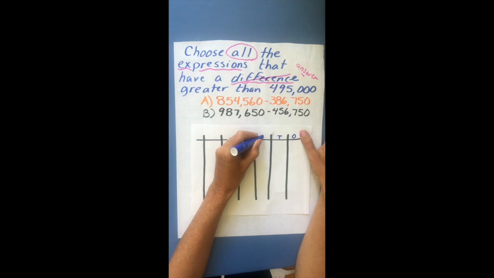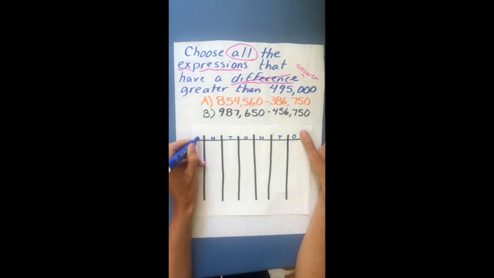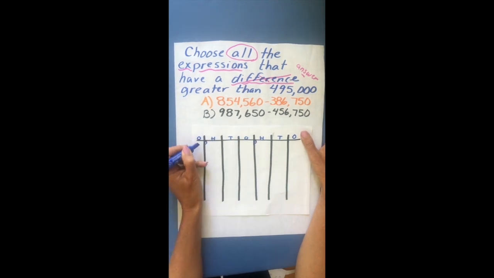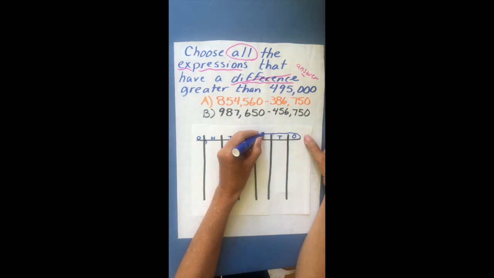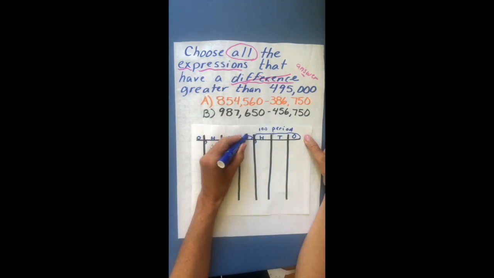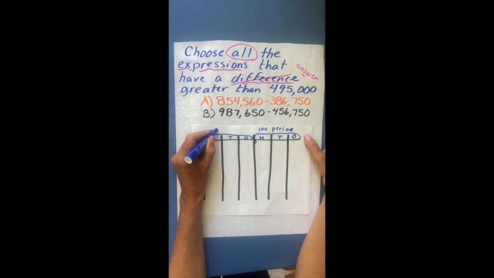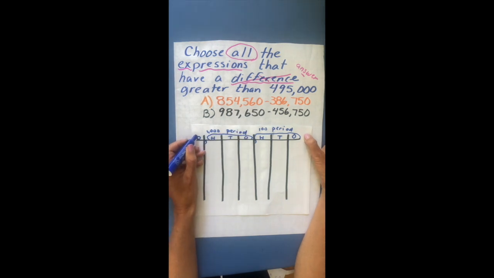Ones, tens, hundreds, ones, tens, hundreds, ones. And remember there's a comma every 3 places because that makes it easier to say and also groups them into periods. So this right here is the ones period. This right here, the thousands period. And this one, which I'm not using, is the millions.